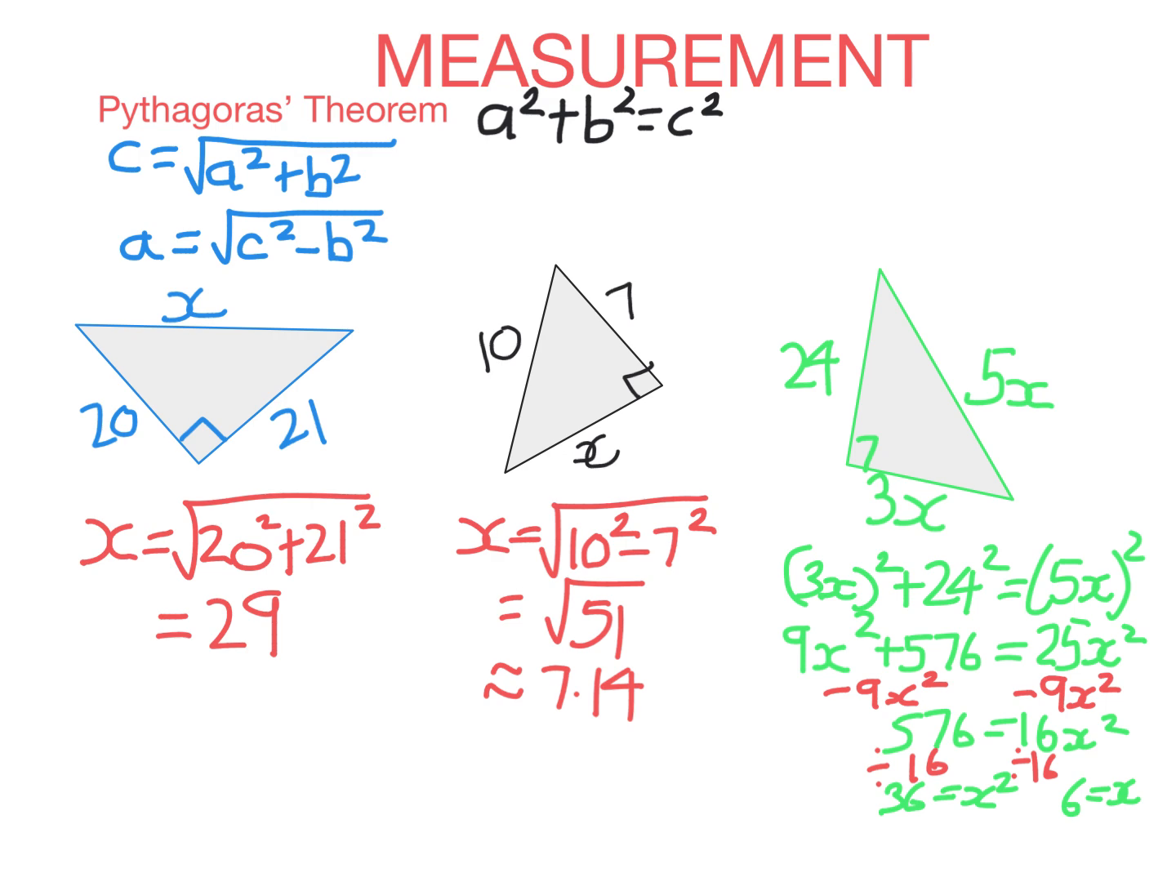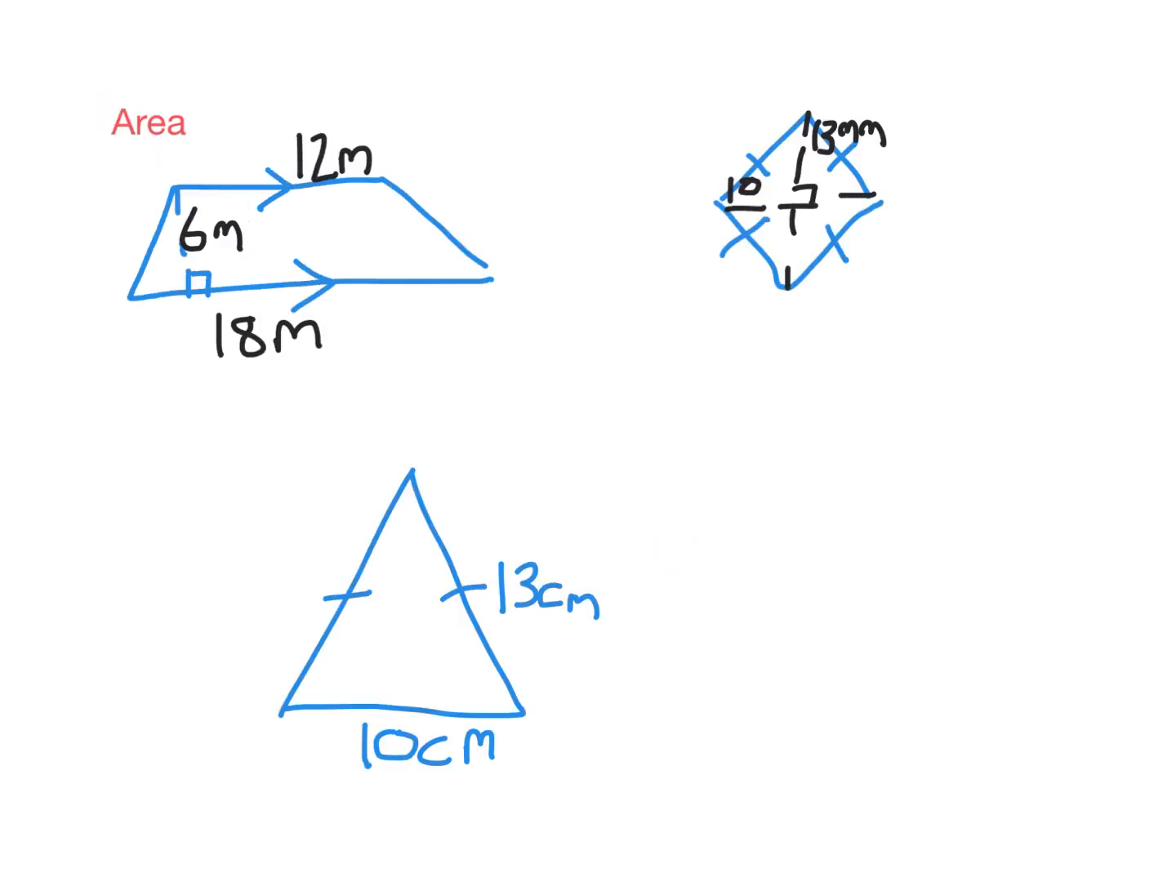All right, let's now look at area. So in order to calculate the areas of shapes, you need on your cheat sheet not only the formula, but a way to identify the shapes. So this shape here is a trapezium. I know because it's a quadrilateral. It has 4 sides, and it has one pair of parallel sides. That's what makes it a trapezium.